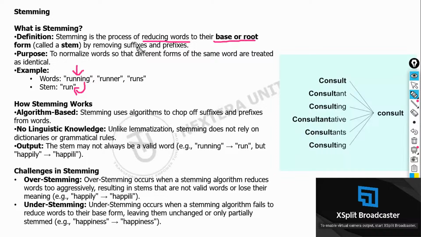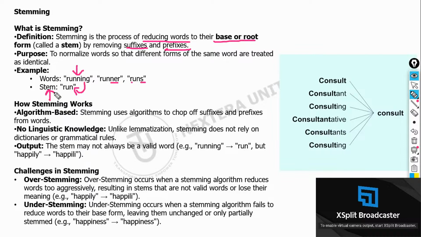How is this done? Simple. By removing the suffix or prefix, you'll get the stem word, the root word. If you see here, if I remove this ning, obviously I'll get my root word, the base word. In the same way, with ner, I'll get my root word. If I remove s, in all these three words, if I remove the suffixes, so suffixes are whatever you add next to the text, and prefixes are the characters you add in front of the text, right? So in all these three words, if I remove the suffixes, I'm going to get my stem word.